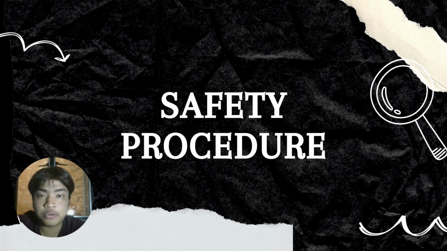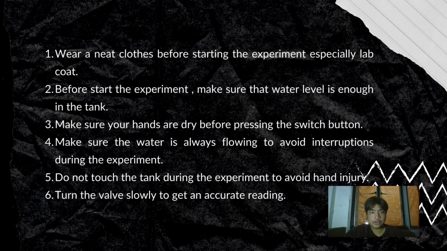So next, I will present the safety procedure. First, wear neat clothes before starting the experiment, especially a lab coat. Second, before starting the experiment, make sure that the water level in the tank is enough. Third, make sure your hands are dry before pressing the switch button. Fourth, make sure the water is always flowing to avoid interruption during the experiment. Fifth, do not touch the tank during the experiment to avoid hand injury. And lastly, sixth, turn the valve slowly to get an accurate reading.